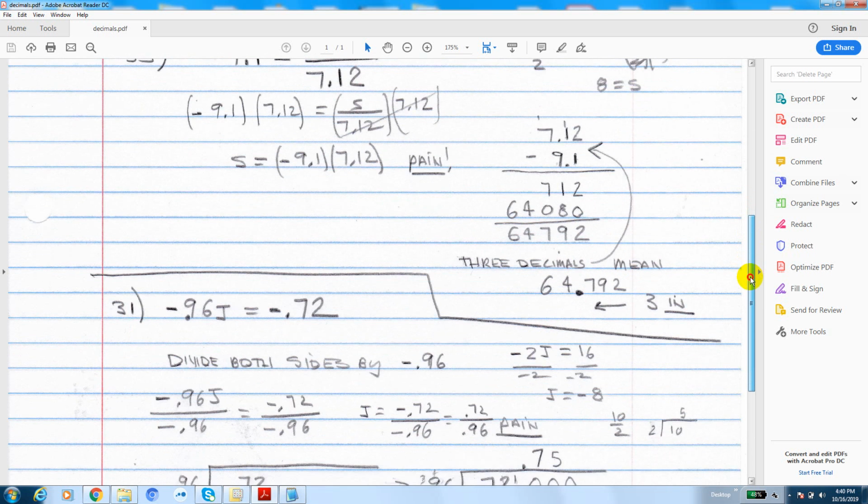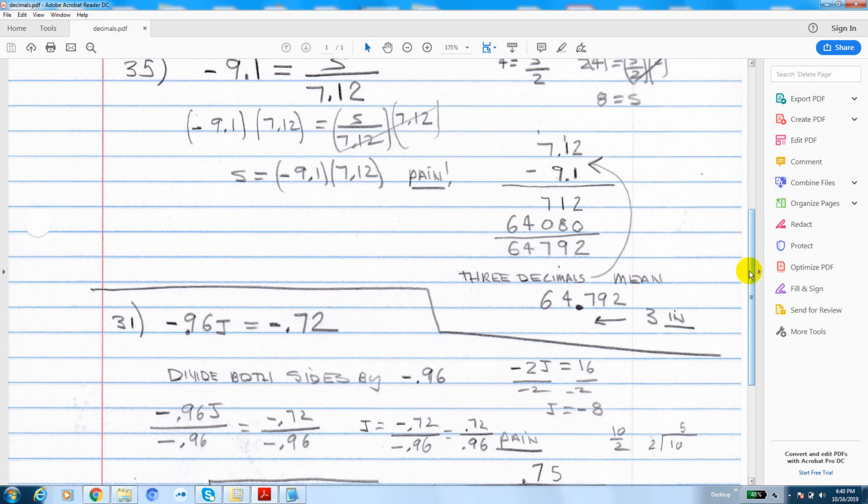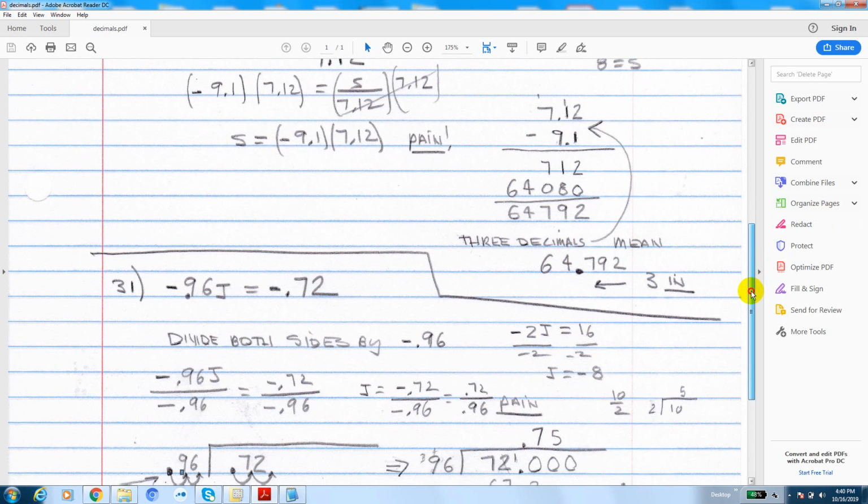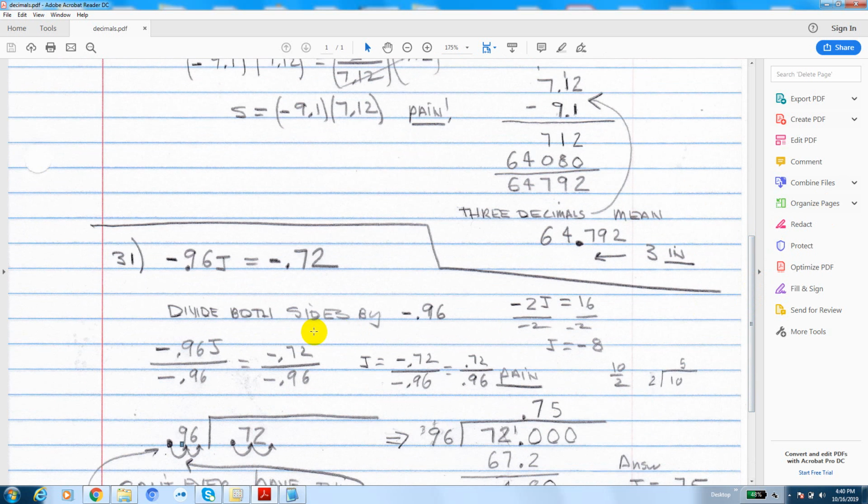Multiplying decimals, okay? Now, you're going to have a similar problem to this one, negative 2j equals 16. Divide both sides by negative 2, j equals negative 8. You're going to have this thing, negative 0.96j equals negative 0.72. You divide both sides by negative 0.96. Don't worry that negative 0.96 is a weird number. It's a decimal. It's just a number, just like 2, except it's different.